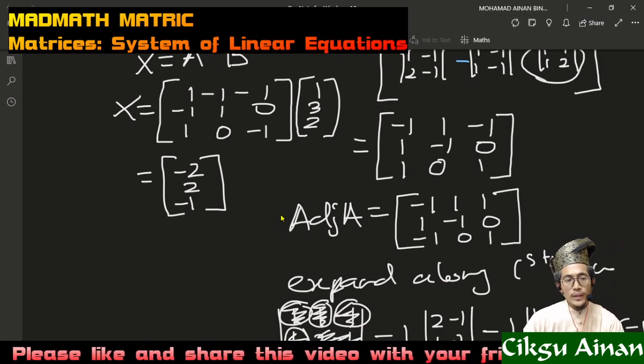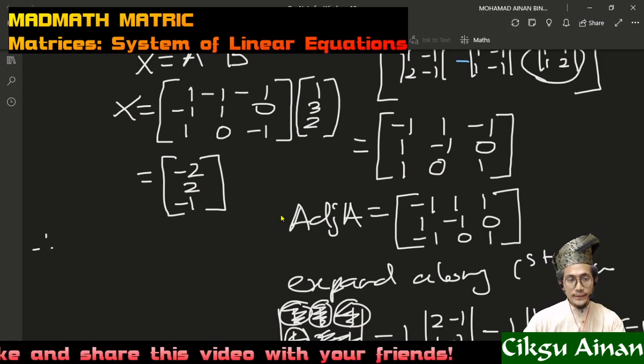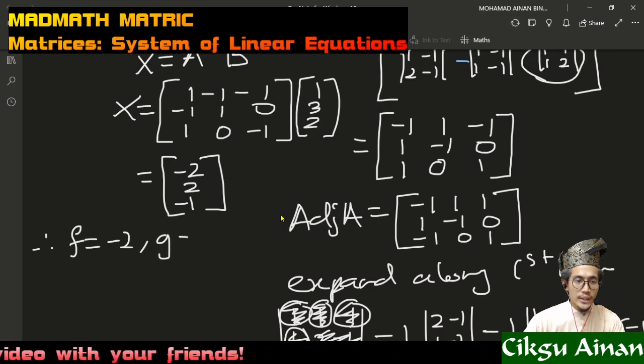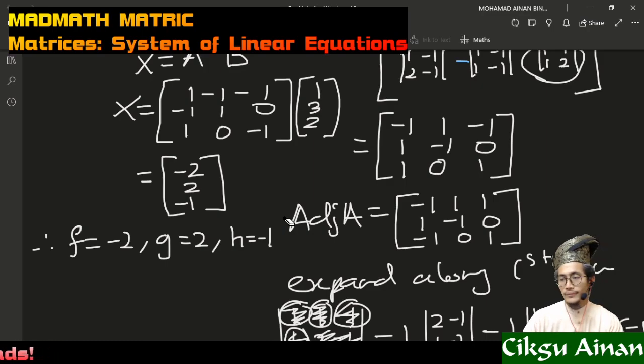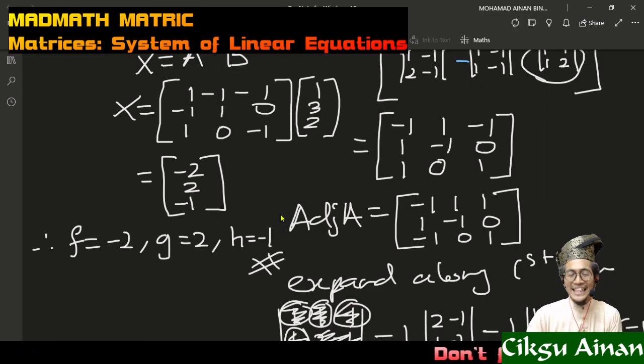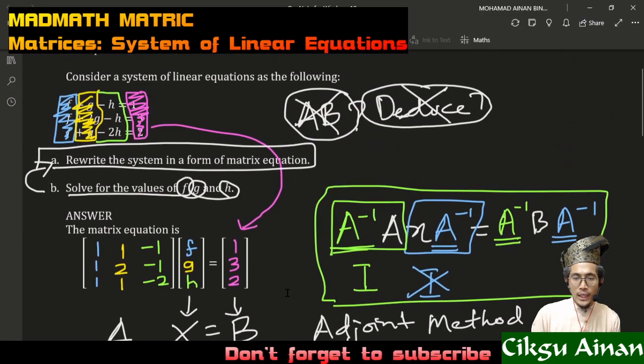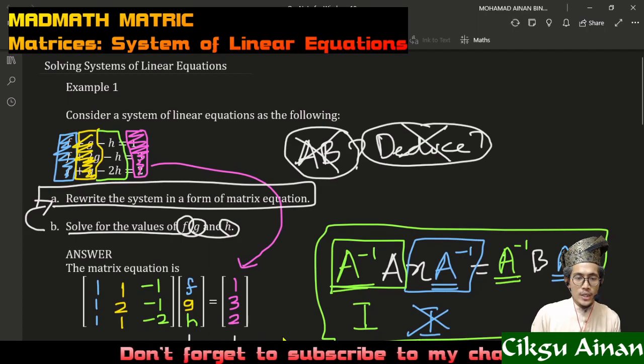Okay, so to write the final answer, we must write F equals minus 2, G equals 2, and H equals minus 1. That is correct. Otherwise, you might risk losing 1 mark. So that is the first question.